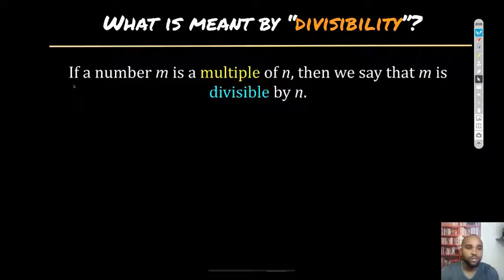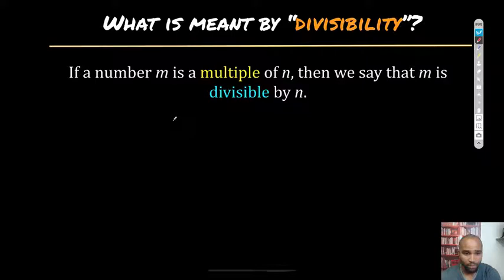Here's the definition. If a number, let's call it m, is a multiple of n, then we say that m is divisible by n. What do I mean by that? Let's take something really simple.